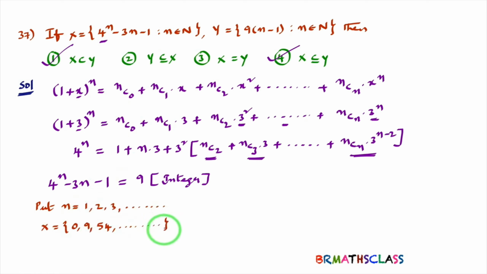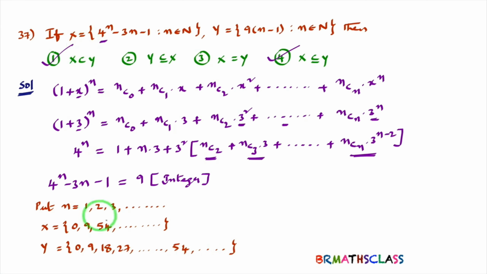Like that, I am getting the numbers. I put n equal to 1 in this, I am getting 0. If I put n equal to 2 in this, I am getting 9. Like that, I am getting x values like this. Set y, I'll keep these natural numbers in set y also. When I put n equal to 1, I am getting 0. When I put n equal to 2, I am getting 9. When I put n equal to 3, I am getting 18. Next 27. Like that, 54 and so on I am getting.